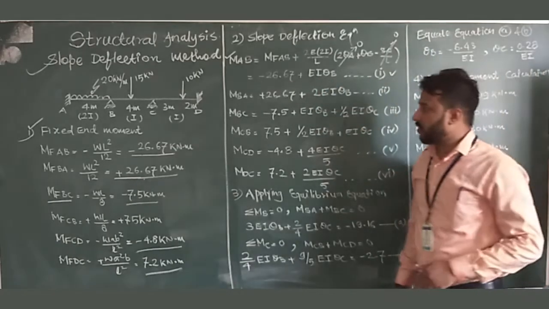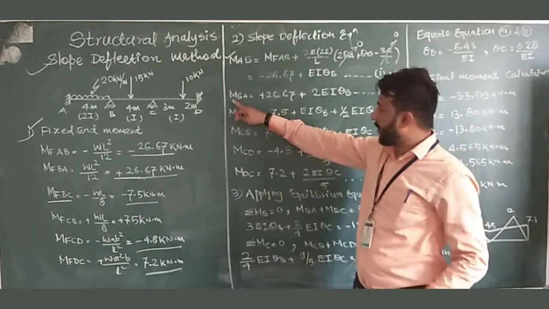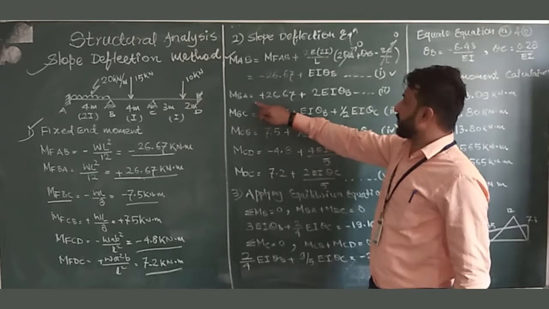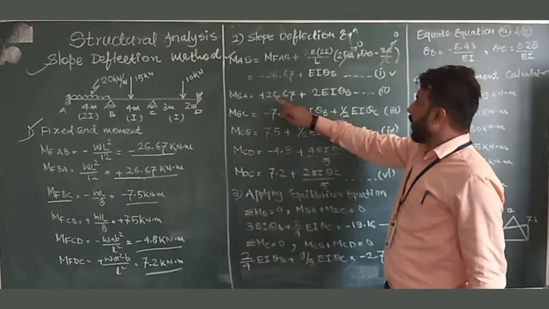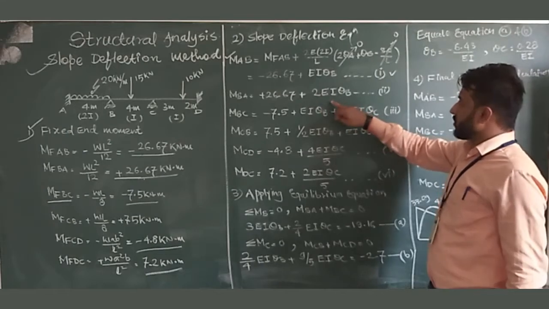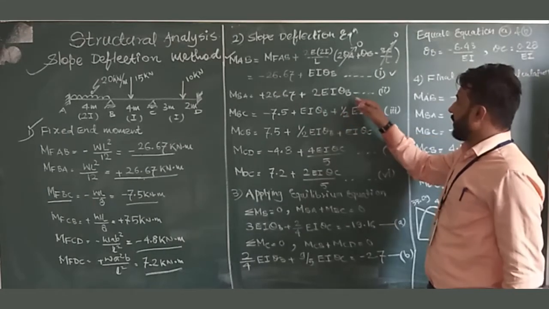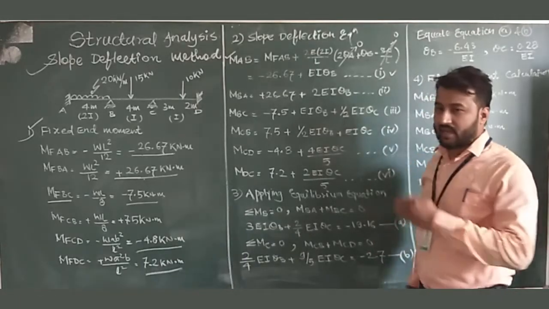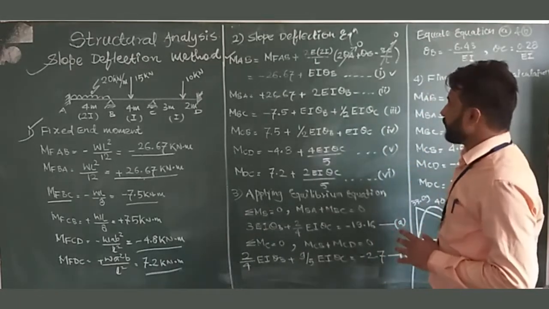Now similarly we will go for moment BA, in which the equation will be equal to fixed end moment BA plus 2EI by L into 2 theta B plus theta A minus 3 delta by L, where theta A will be 0 and the 3 delta by L value will also be 0.